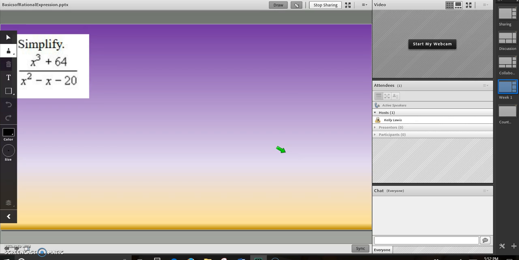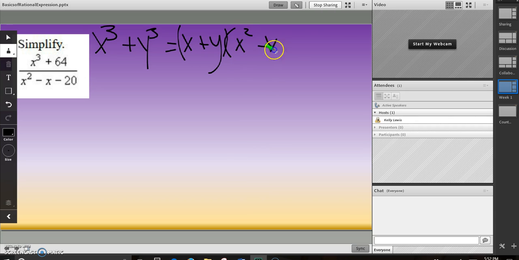All right, there's that cubed again. So let me give you that formula. x cubed plus y cubed equals... Don't have this memorized. I have it memorized because I teach it, but if you have a little formula card near you.